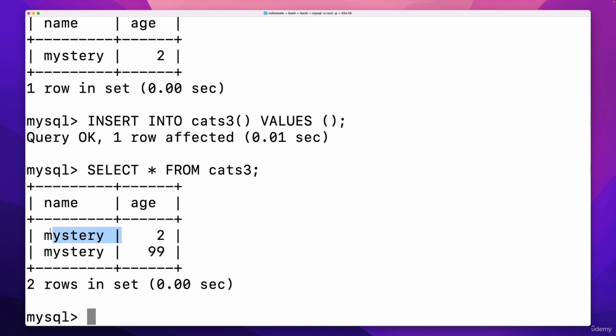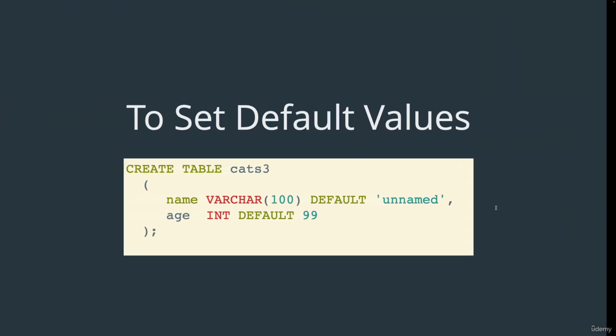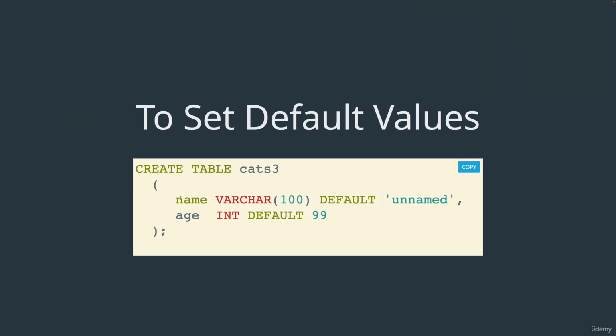Now it's kind of confusing to have all these cats called mystery, and why on earth would the default age be 99? It doesn't matter. Stop asking questions. So that's how we set up a default value, at least when we create a table. Following the name of the column, we then specify the data type, and then add-ons like not null, or in this case, default, followed by the default value.